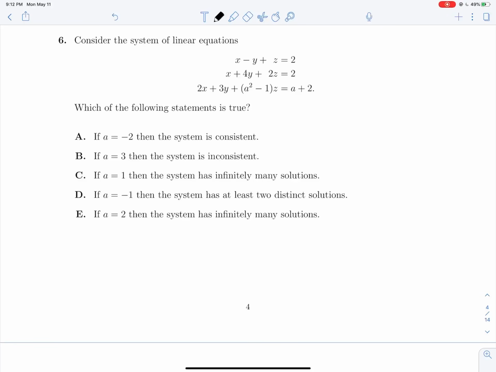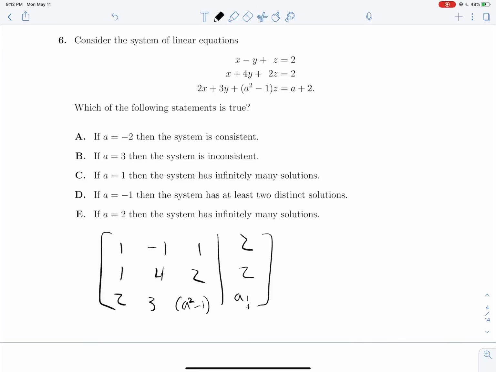Okay, we have a linear system of equations here. Which of the following statements is true? So we're dealing with whether this system is consistent, inconsistent, or has infinitely many solutions. Let's just put this into augmented matrix form. We have 1x minus 1y plus 1z is equal to 2, 1, 4, 2, 2, and 2, 3, a squared minus 1, and a plus 2.